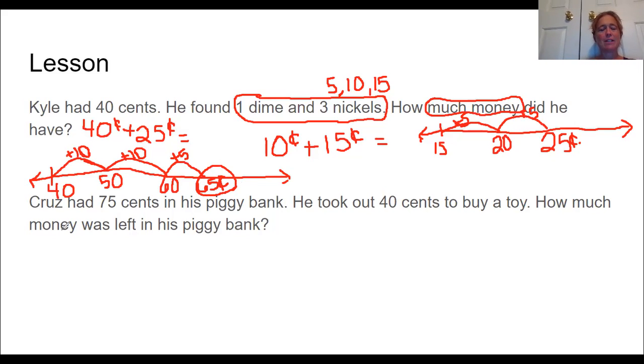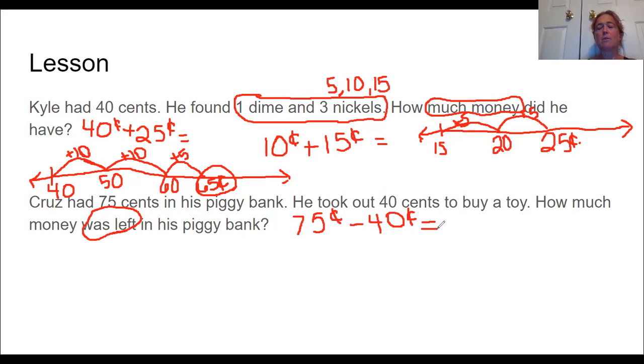All right, so let's try this one. Cruz had 75 cents in his piggy bank. He took out 40 cents to buy a toy. How much money was left in his piggy bank? So he started with 75 cents. He spent 40 cents on a toy, so he doesn't have that money anymore. To answer this question, we have to do 75 cents minus 40 cents, because he spent it, so he does not have it anymore.